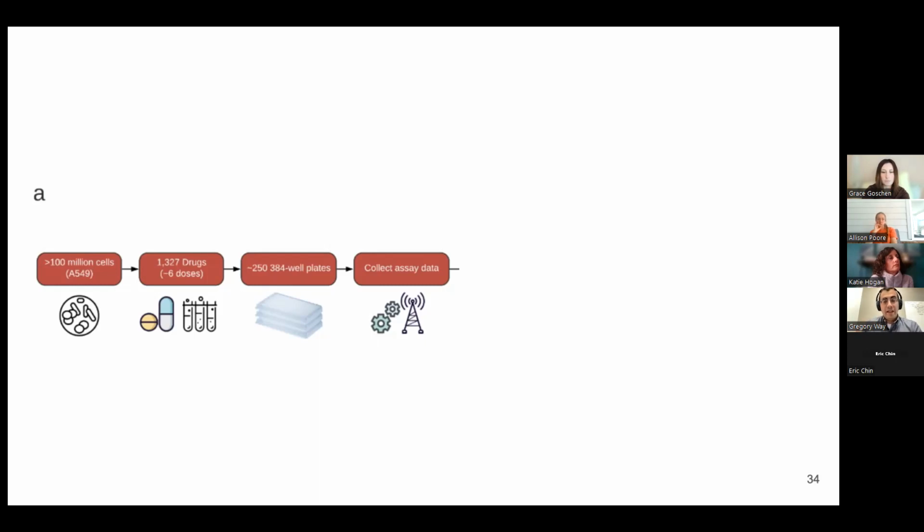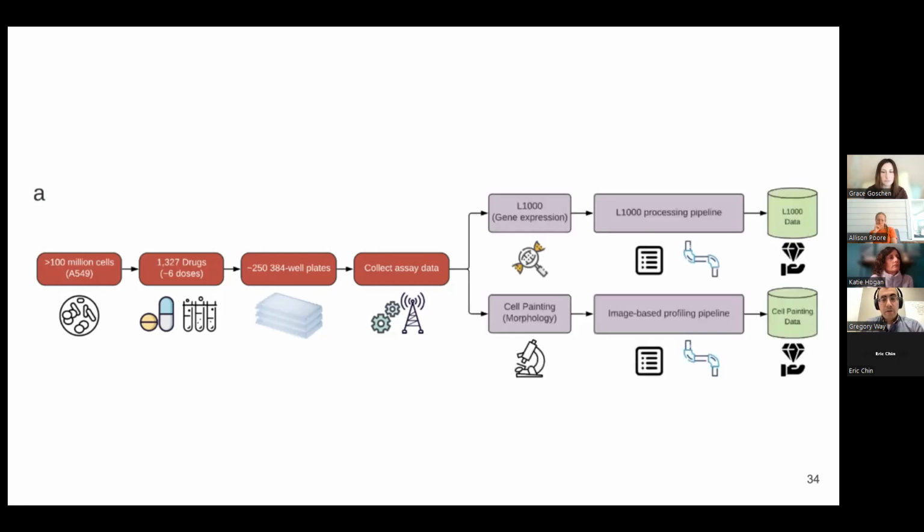And we collected assay data. But what was important about this particular experiment was that we collected multiple different kinds of assay data. So 2 different assays: L1000, which is a gene expression assay, and cell painting, which is a cell morphology assay. Essentially we applied the respective bioinformatics pipelines to process the data. And now we have our L1000 data and our cell painting data that we're able to compare apples to apples. What's important about the design here is that we use the exact same plate layouts. They're different cells, but the exact same plate layouts to measure the gene expression and cell morphology.